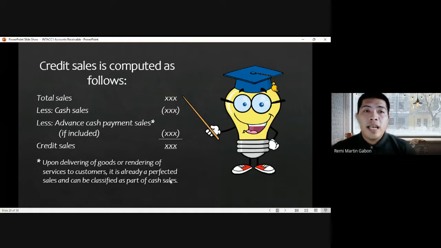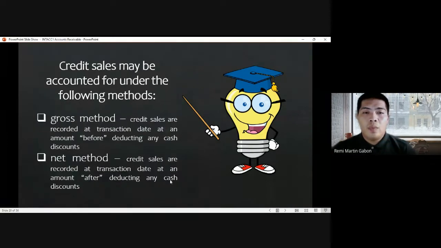So credit sales may be accounted for under the following methods. In discussion materials and other reference materials, you can have it there: gross method and net method. The only difference between the gross method and net method is in the journal entries being prepared for the credit sale and all other transactions that relate to that credit sale, the collections or the recording of the cash or sales discount. Okay?